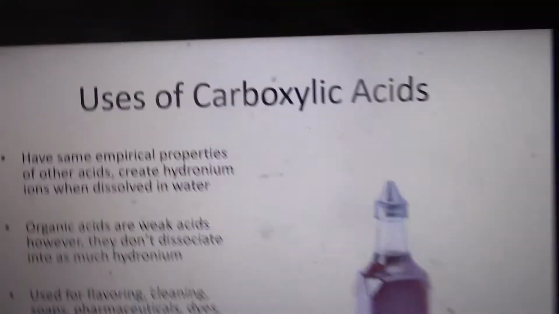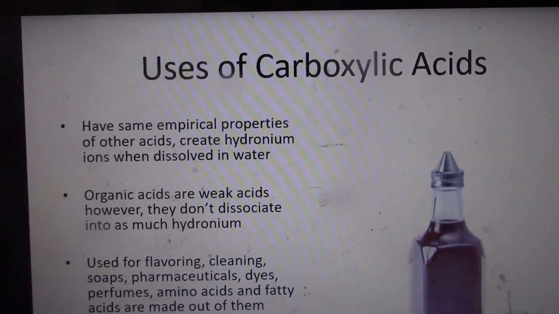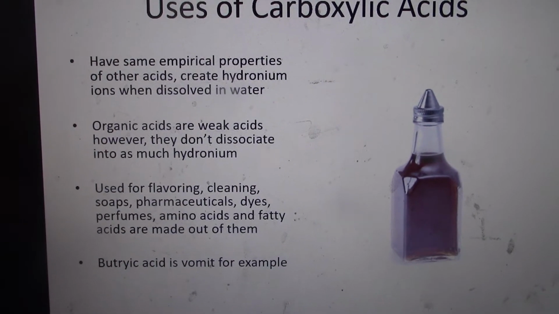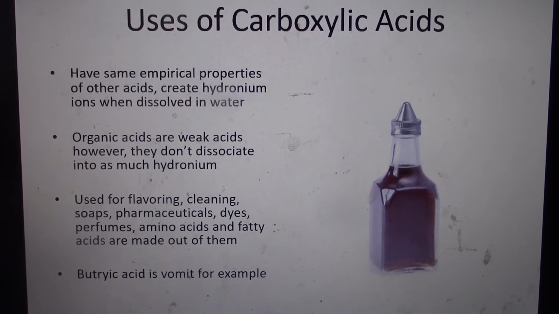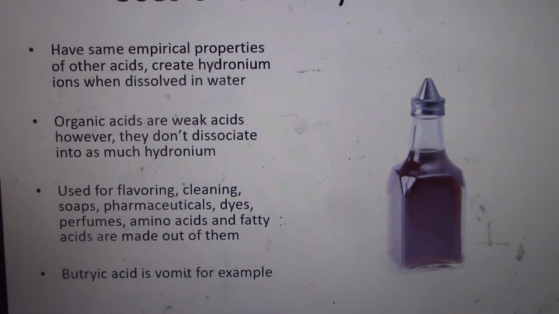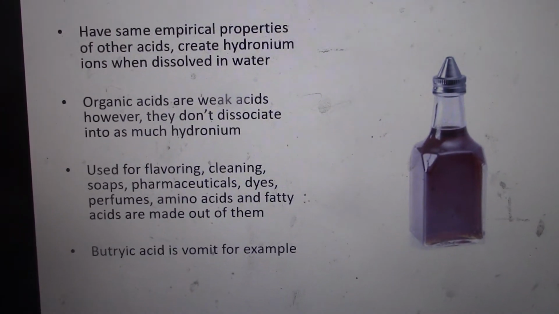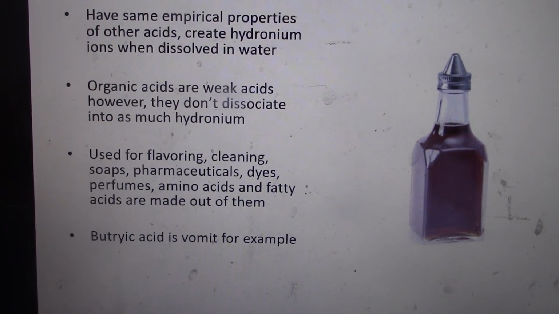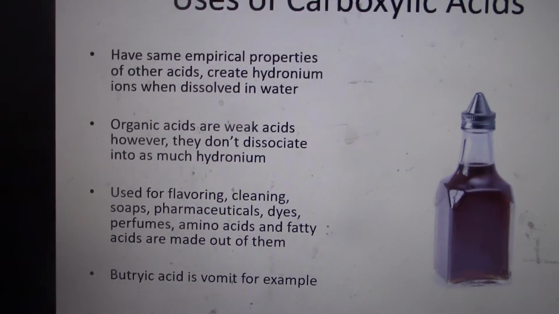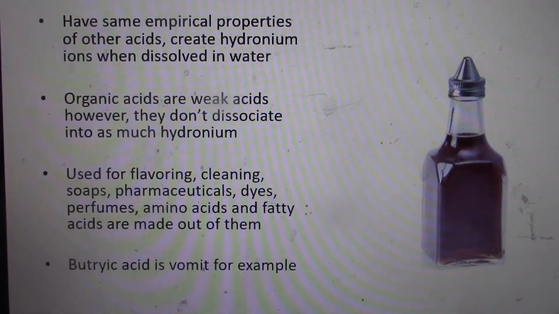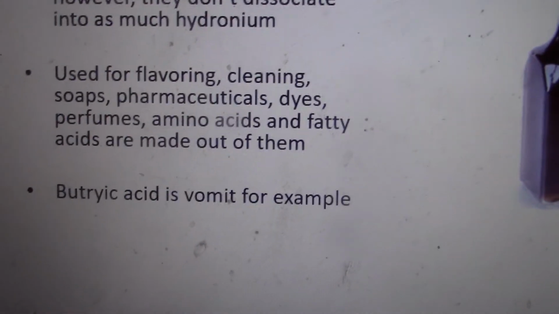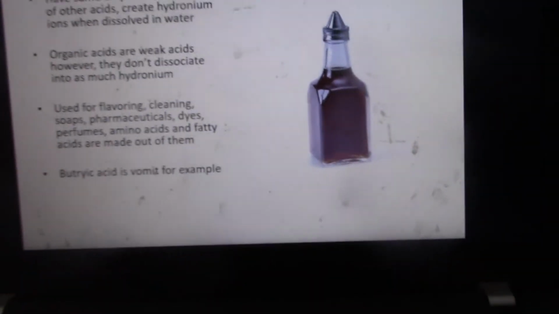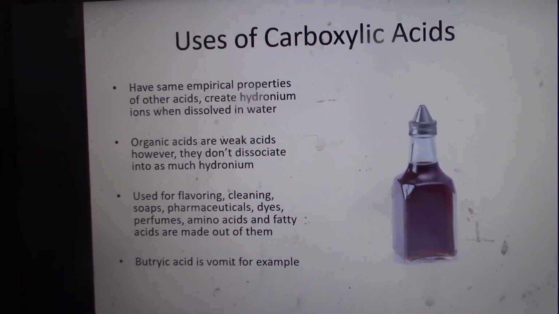Okay, so what do we use carboxylic acids for? They make acids in the water, so they have the pH lower than 7, but they are organic acids, so they're not very strong acids. So they don't make as much hydronium. We use them for flavoring, cleaning, soaps, pharmaceuticals, dyes. That's vinegar, right? So acetic acid or ethanoic acid is vinegar. Butanoic acid, right? So stomach acid combined with food makes butanoic acid, and that gives you the scent of vomit.